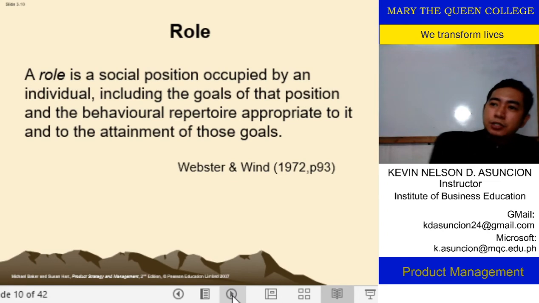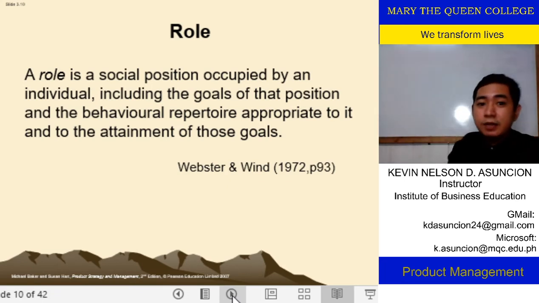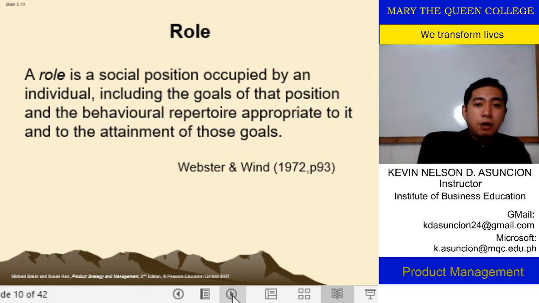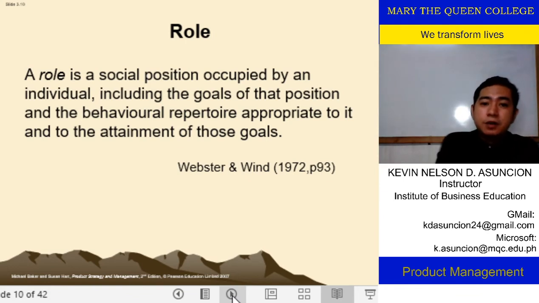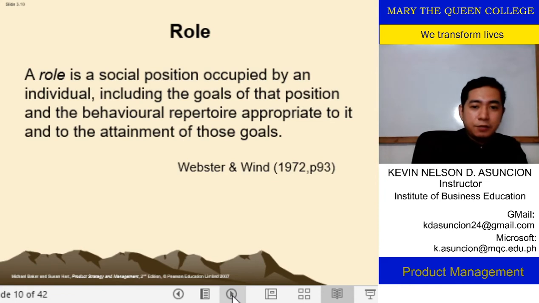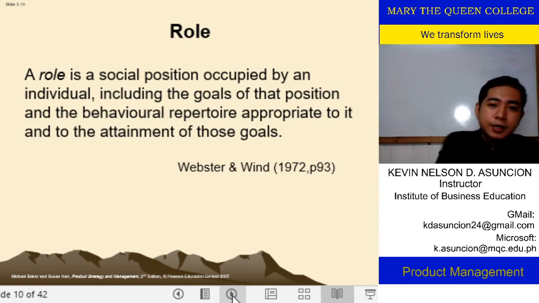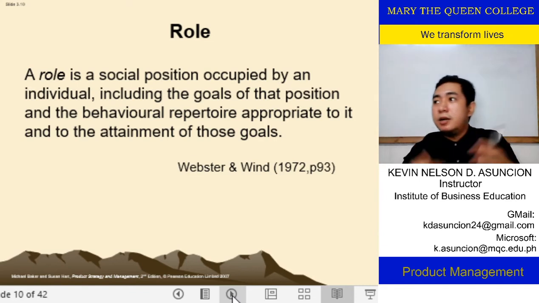I think you have a social science subject and roles have been discussed. What's a role? Role is a social position occupied by an individual, including the goals of that position and the behavioral repertoire appropriate to it and the attainment of these goals. That's according to Webster and Wendt. That meron kang ginagampanan in a group of people.